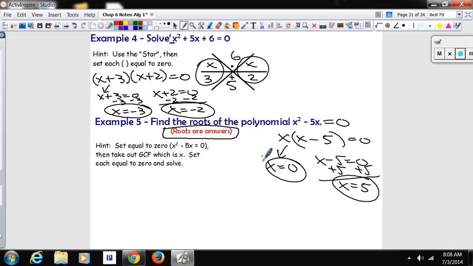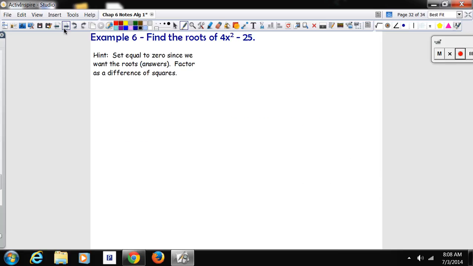There's just one left, one example. Example 6, it says another one that says find the roots. Again, roots means answers. So we want to actually find the answers or find the solutions there when it says roots. So that means take the 4x squared minus 25 and set it equal to 0. You want to get it equal to 0 to solve it.